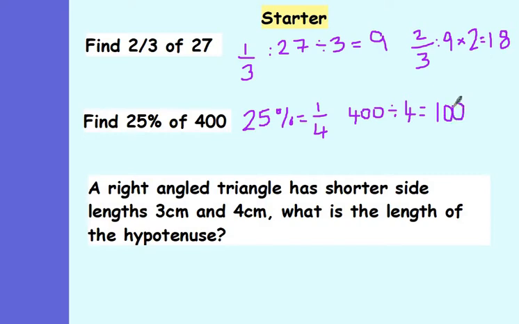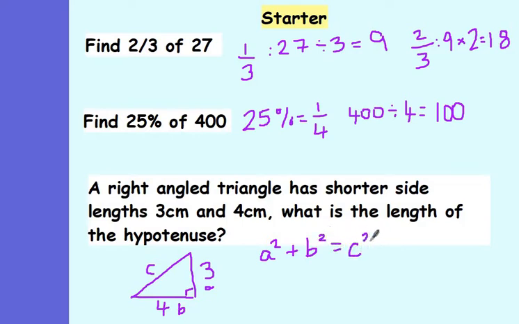And finally, a little bit of Pythagoras. I've got a triangle. I'm going to try and draw a diagram. Here it is. It's a right angled triangle. I know that one of the side lengths is 3 and the other one is 4, and I'm trying to find this side length. Now Pythagoras' theorem tells me that the length of one side A squared plus the length of the other shorter side B squared is equal to the length of the hypotenuse squared.